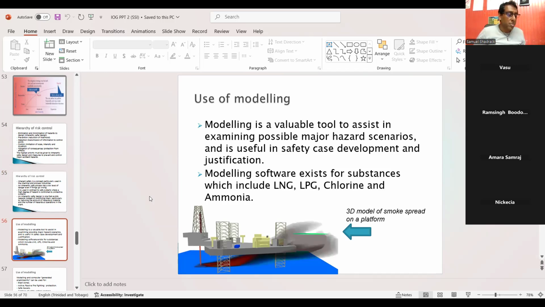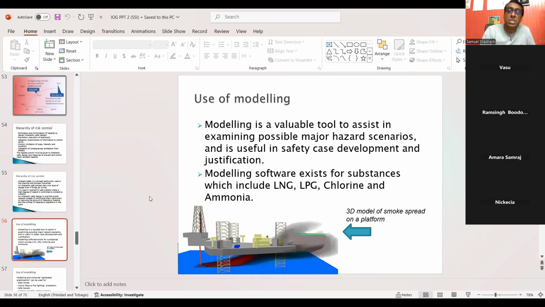So this again, straight from the book, we have use of modeling. I'll show you this one from the textbook. My slides may be a little bit better with some of these because I don't have too many pictures here anyway, right? So modeling is a valuable tool to assist in examining possible major hazard scenarios and is useful in safety case development and justification.